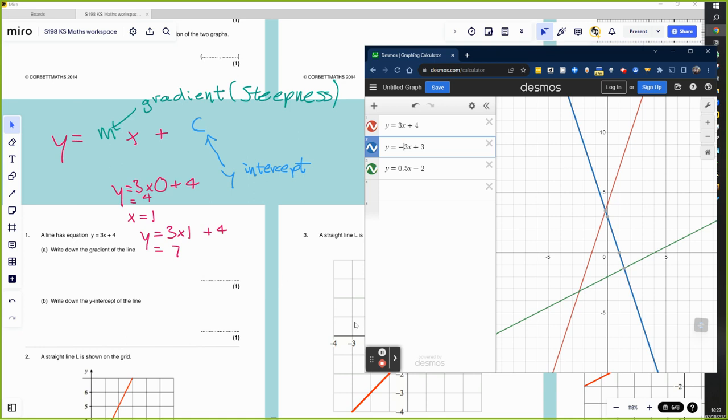Okay, so that's a brief overview. We'll have a look at some practice of these, how to apply it, now.